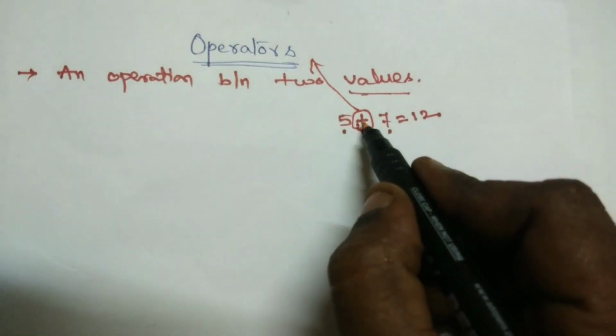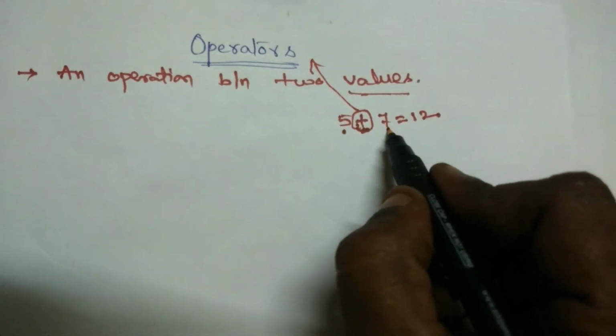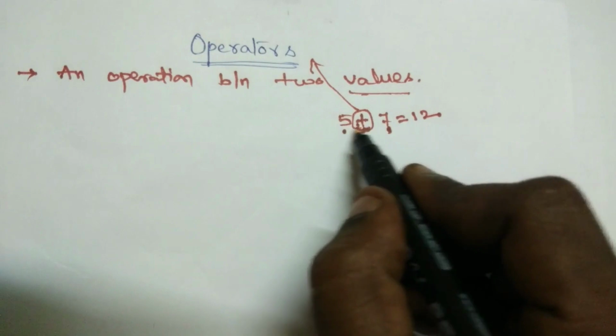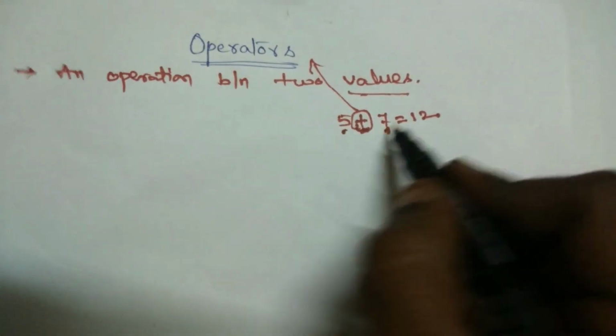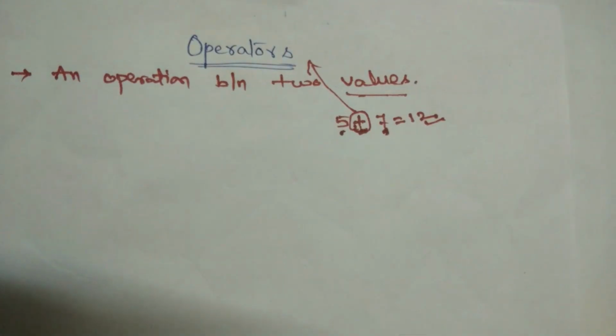This operator performs the operation between 5 and 7. That is, the addition operation is performed between 5 and 7, and the result is 12. That is called an operator. An operation between two values is called an operator. You can simply say that an operation between two operands or variables is called an operator.